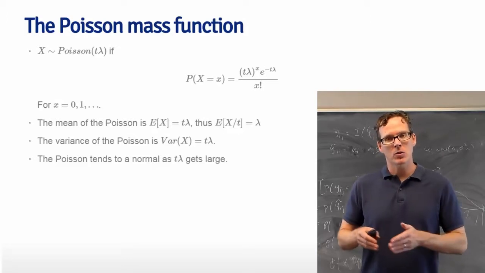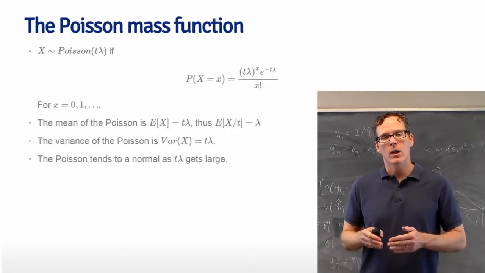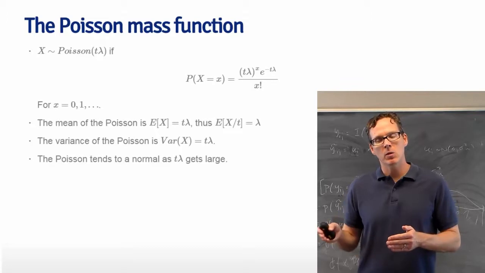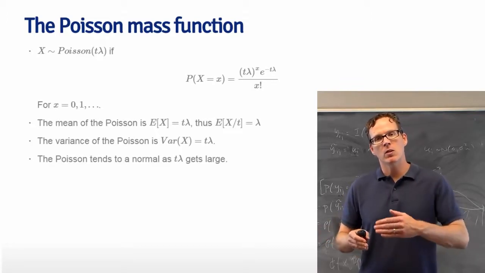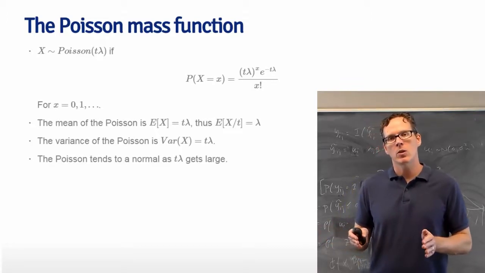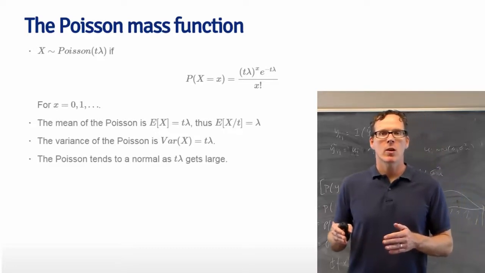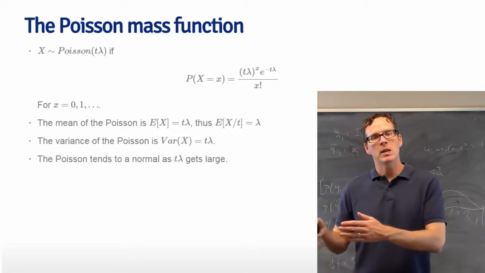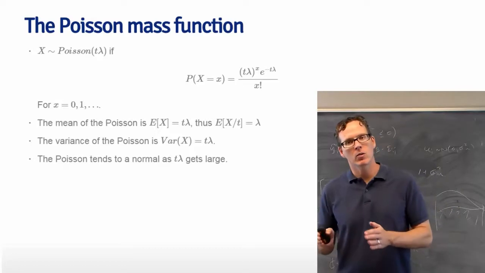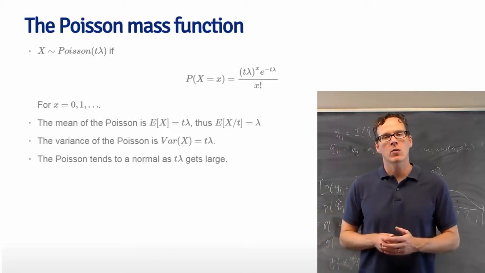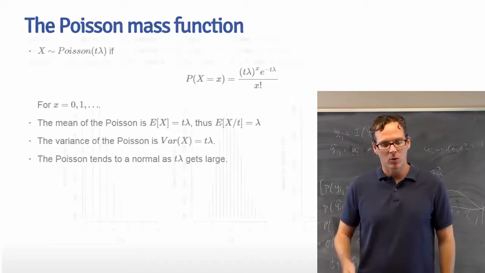All that has to happen is for t lambda to get large. This could occur if t is fixed and lambda gets large, if lambda is fixed and t gets large, or both of them get large. And in a lot of different applications, the way in which the mean gets large could vary, but as long as it gets large in some sense, then the Poisson is going to approximate a normal distribution.